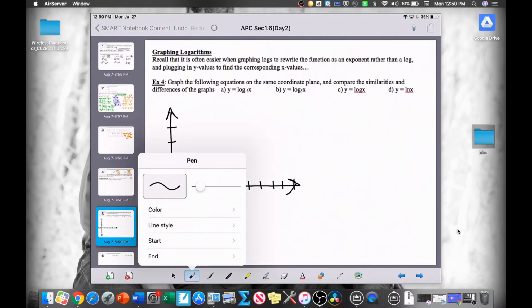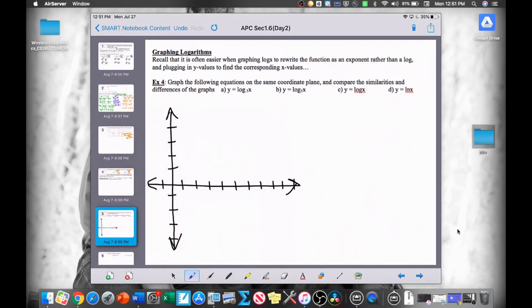Let's take a look at letter A. Letter A, I have y equals log base 5 of x. Oh, sorry, there's a very, very tiny dot in front of that 5. That is log base 0.5. So really, this is y equals log base 1/2 of x. Sorry, that's very hard to read. So if I change this to exponent form, this is going to be 1/2 to the y power equals x.